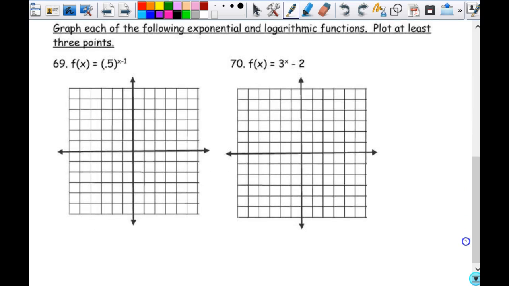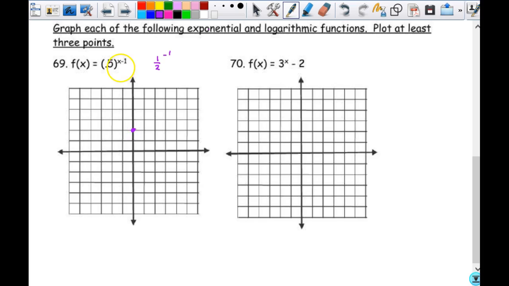All right. So graph each of the following exponential and logarithmic functions. Plot at least 3 points. All right, so if f of x equals 0.5 to the x minus 1 power, okay, so 0.5 is basically 1/2. If you think about it that way, then when I plug in 0, that's going to give me 1/2 to the negative 1 power. So when x is 0, y is 2.